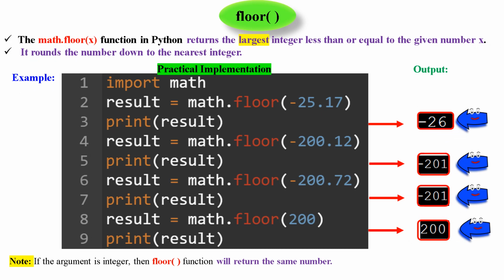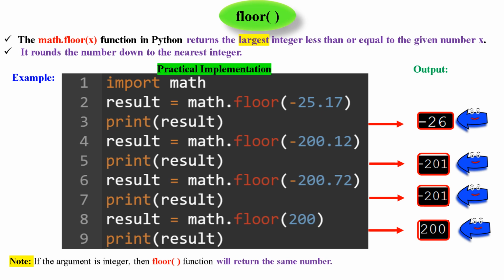The math.floor of x function in Python returns the largest integer less than or equal to the given number x. It rounds the number down to the nearest integer. Let's see these examples. In line 1, the import math statement imports the math module, allowing you to access its functions and constants in your code. In line 2 and 3, the math.floor function is called with the argument -25.17. This function returns the largest integer less than or equal to -25.17, which is -26, and is printed to the console.